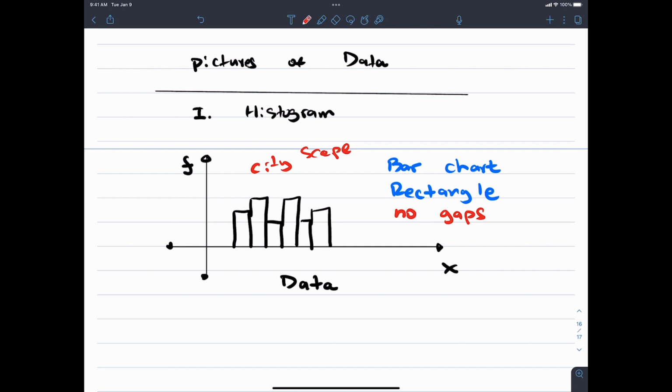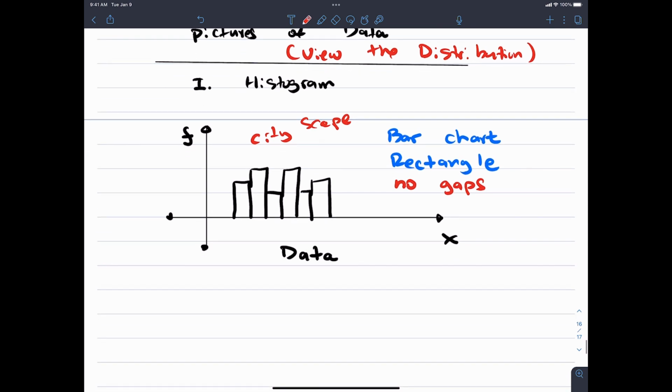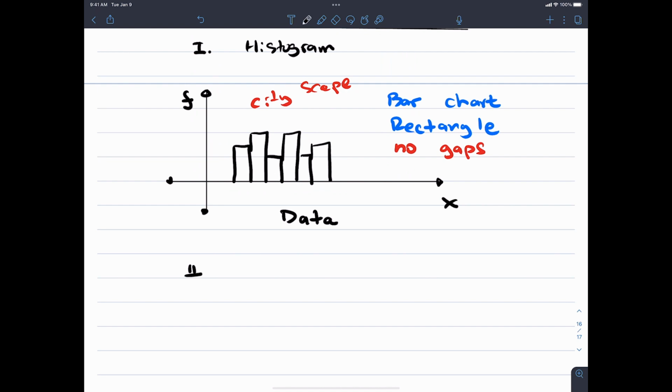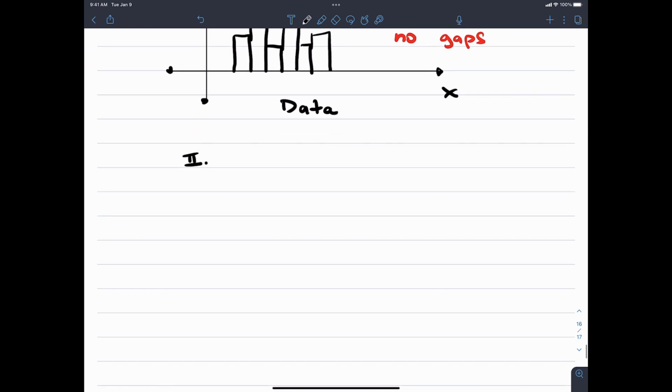And you say, why do we draw pictures? So we can view what we call the distribution of our data. We want to see the distribution, so we've got to get a picture of it. A picture's worth 1,000 words. And then the other picture is very much related. It's the same kind of system where you have the data versus your frequency. These are the midpoints.